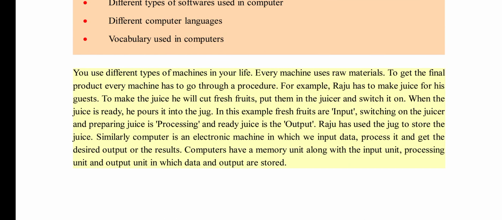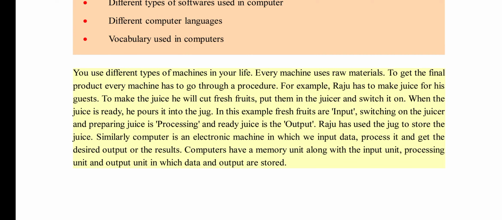You use different types of machines in your life. Every machine uses raw materials. To get the final product, every machine has to go through a procedure. For example, Raju has to make juice for his guests. To make the juice, he will cut fresh fruits, put them in the juicer and switch it on. When the juice is ready, he pours it into the jug. In this example, fresh fruits are input, switching on the juicer and preparing juice is processing, and ready juice is the output. Raju has used the jug to store the juice.